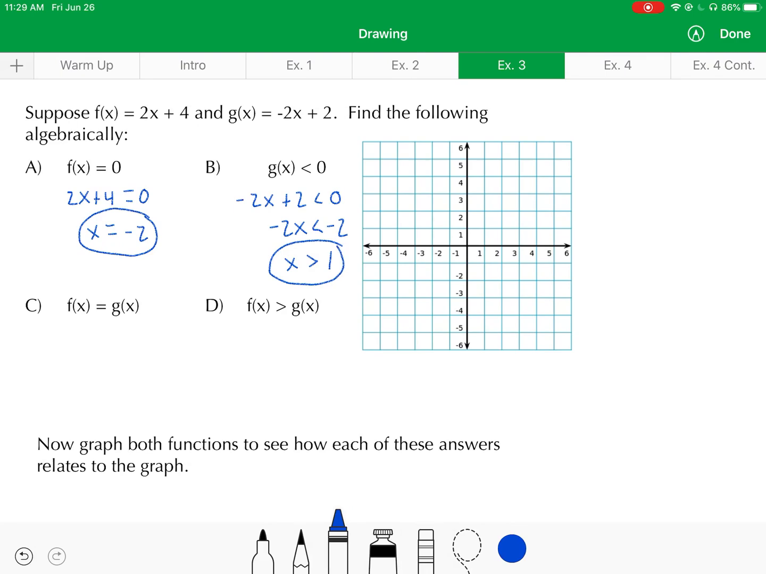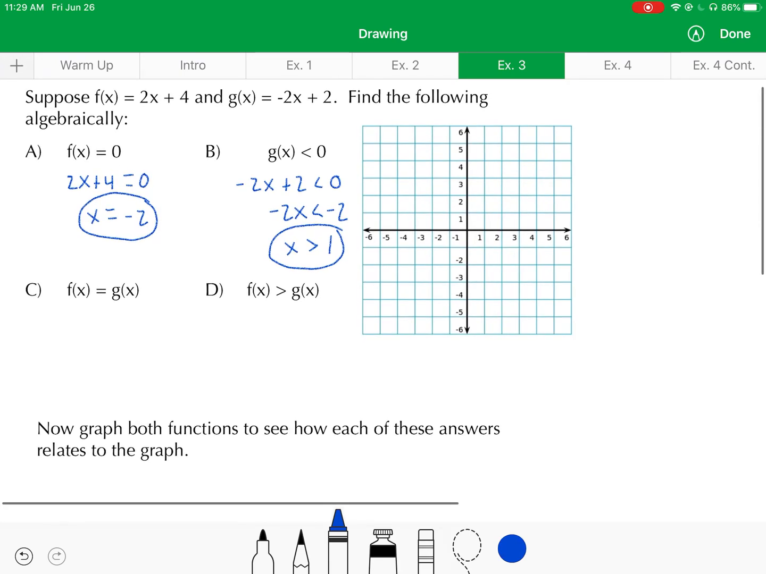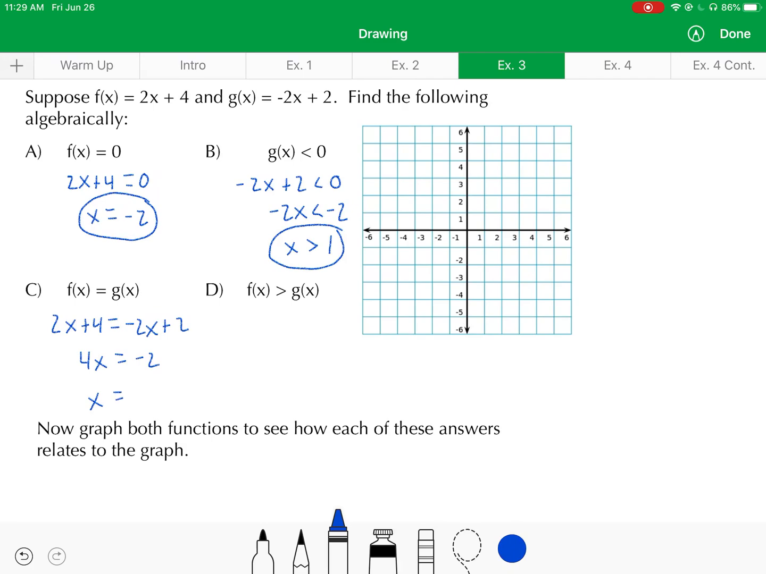Part C, when is f of x equal to g of x? So basically that's saying for what x values are the y coordinates of f and g the same? So use substitution. F of x is the same as 2x plus 4. G of x is the same as negative 2x plus 2. Solve for x. I'll move my variables to the left, my constants to the right. X is equal to negative 1/2.